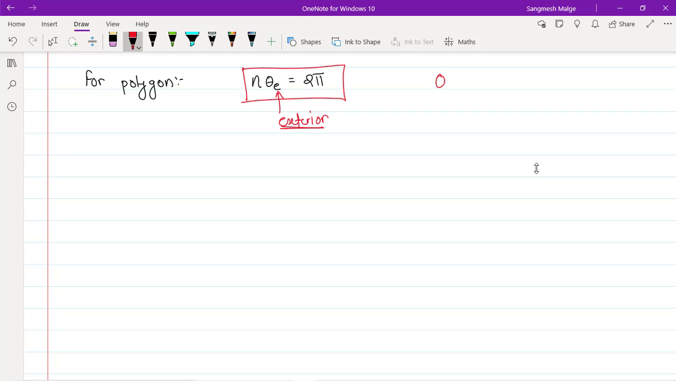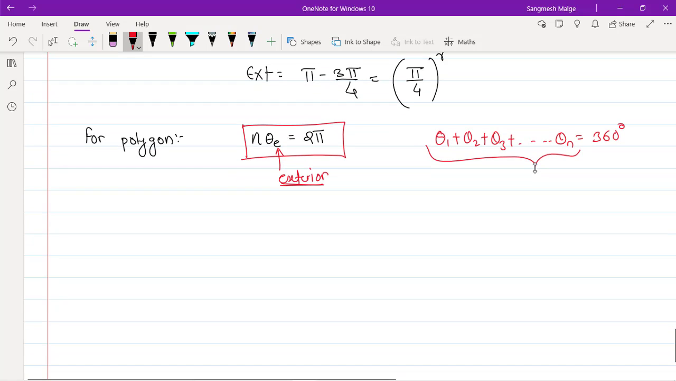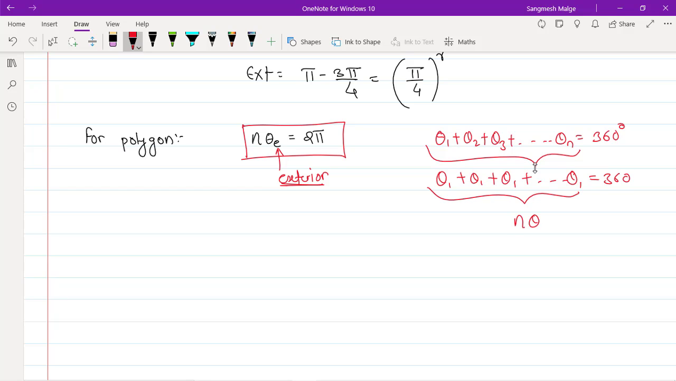What does it mean? Theta 1 plus theta 2 plus theta 3 plus dot dot dot theta n is equal to 360 degrees. But all the values of theta are the same. For a regular polygon, it was told, all the values of theta are the same. That's why what will you get? Theta 1 plus theta 1 plus theta 1, how many times? n times theta 1 is equal to 360 degrees. If we add them, you will get n theta is equal to 360 degrees. Same formula I have used here.